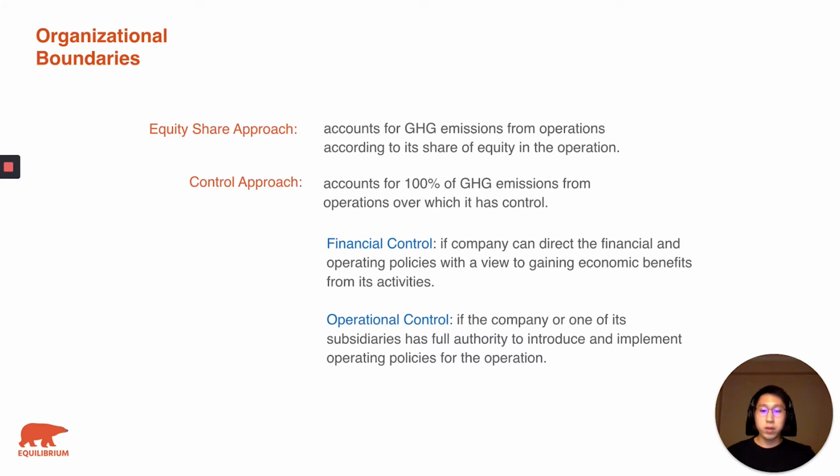Control can further be subdivided into financial control, which looks at whether or not the company has the ability to direct financial and operational policies with a view to gain economic benefits from said activity, or operational control, which considers emissions if the parent company or one of its subsidiaries has full authority to introduce and implement operating policies for the operation.